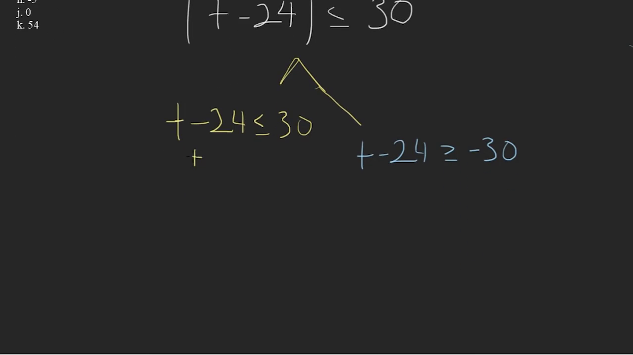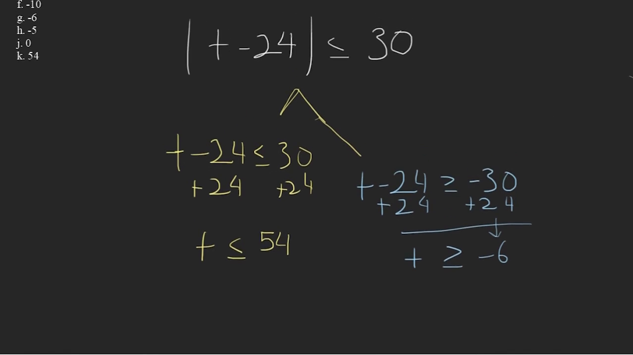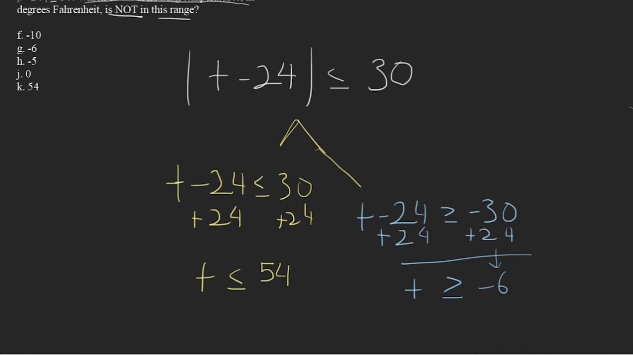On the left, we'll add 24 to both sides. So T is less than or equal to 54 degrees. On the right, we're going to add 24 to both sides. This is negative 6. So T is greater than or equal to negative 6. So at negative 6 degrees, that's pretty cold. 54 is kind of chilly. I'm from California, so obviously I think 54 is a little chilly, but it's actually probably pretty warm.